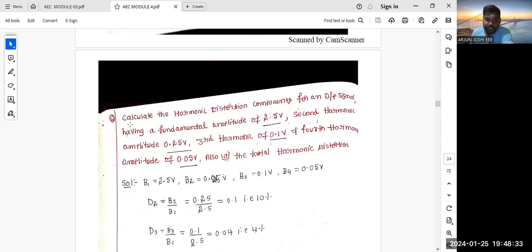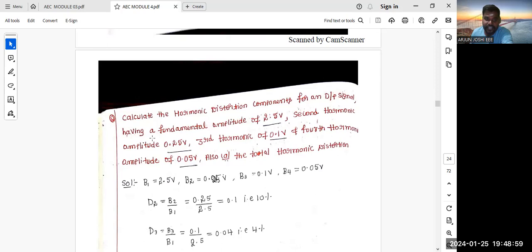Okay, students, calculate the harmonic distortion components. Harmonic distortion components are nothing but what, students? D2, second order harmonic distortion. D3, third order. D4. Likewise, we need to calculate. We don't know how much we can calculate. Let's understand here how much we can calculate.